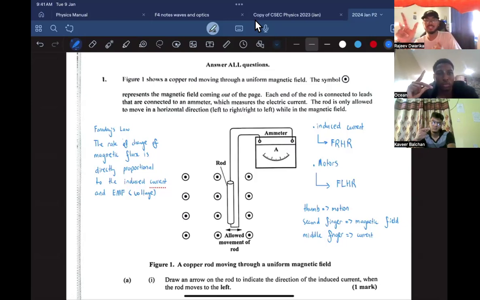So which finger should be facing you? Justin, which finger should be facing you? The third finger, the middle finger. No, the middle finger is current. The second finger should be facing you.